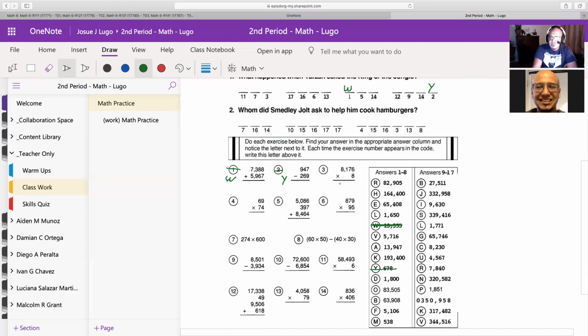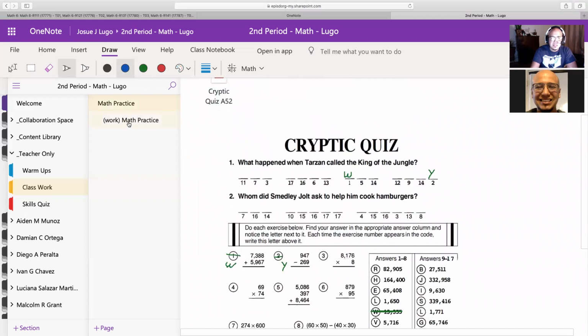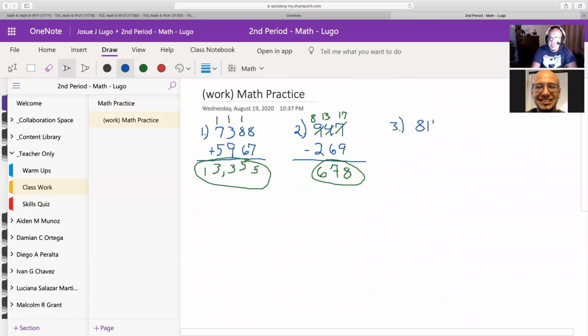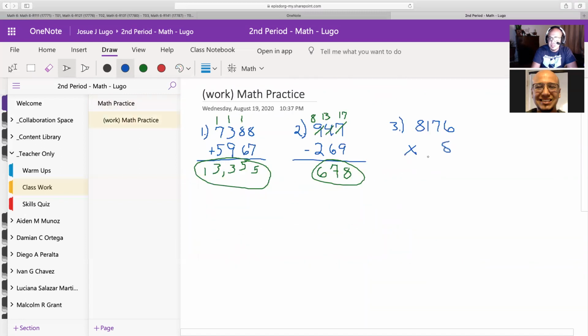Let's keep going. Let's do a multiplication problem. So number 3, we have 8,176 times 8. Okay. And so now let's multiply this.